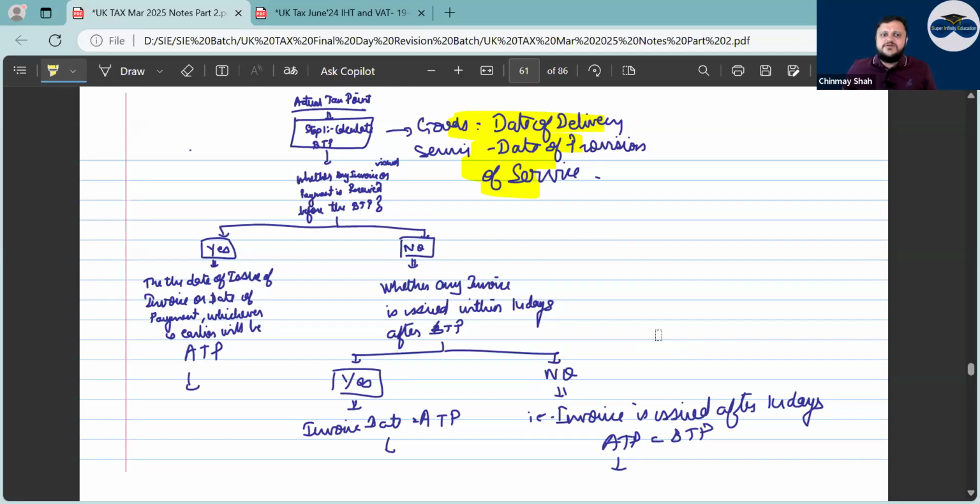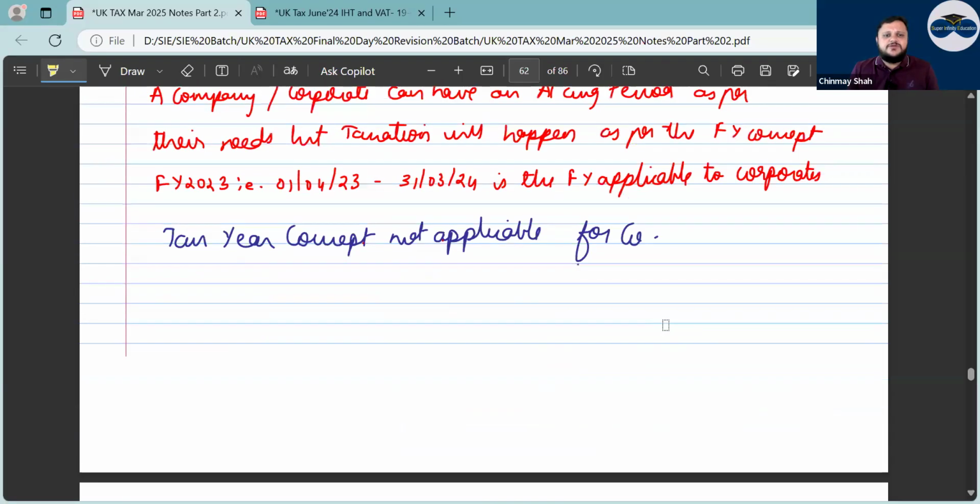So what happens? Have a look. Actual tax point is what? First step: calculate the BTP, for goods the date of delivery, for services the date of provision of service. Whether any invoice is issued or payment is received before the BTP. If yes, the date on which the invoice was issued or amount received will be the actual tax point. But if no, then ask yourself whether the invoice is issued within the next 14 days. If yes, then the invoice date is equal to ATP. If the invoice is issued after 14 days, then ATP is equal to BTP. Lot of questions here, right?